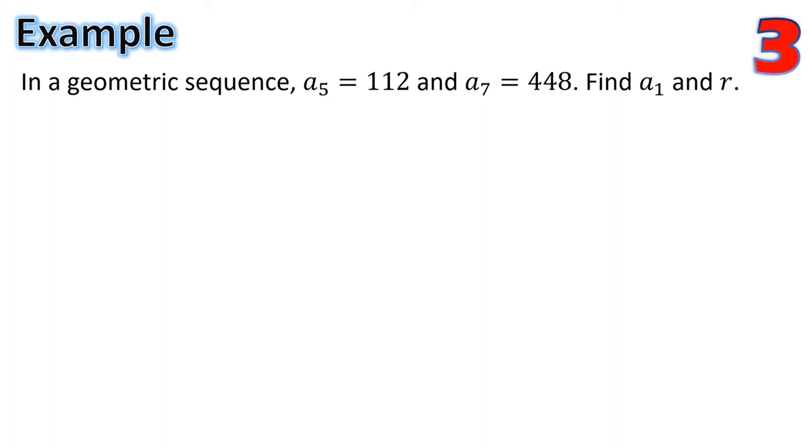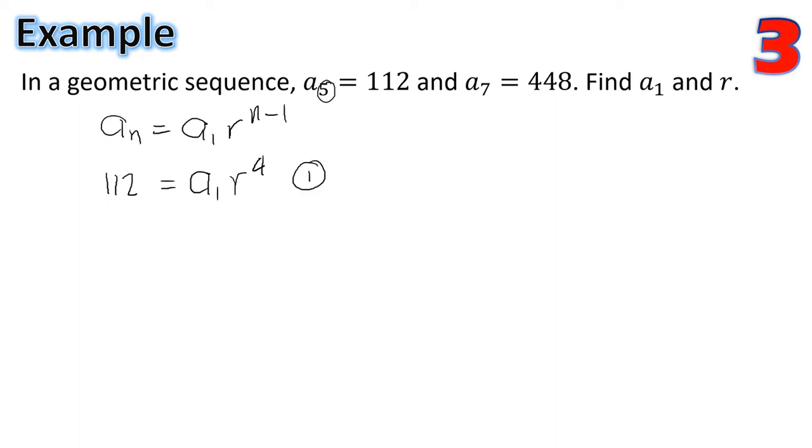Let us begin with a sub 5. First, let us have the formula. We have a sub n is equal to a sub 1 r raised to n minus 1. So for a sub 5, where n is equal to 5, we have 112 is equal to a sub 1 times r raised to 4. That is from 5 minus 1. Let us call this our equation 1.